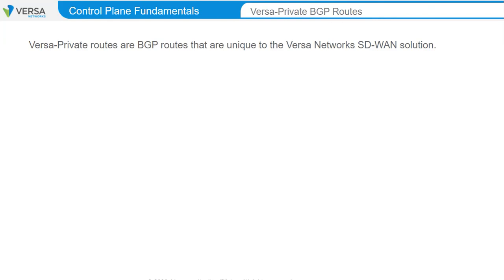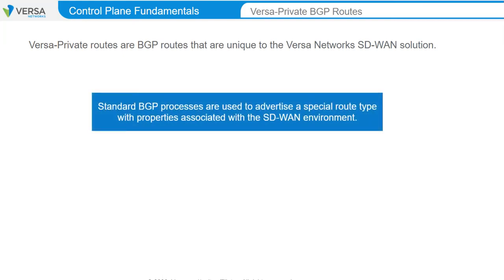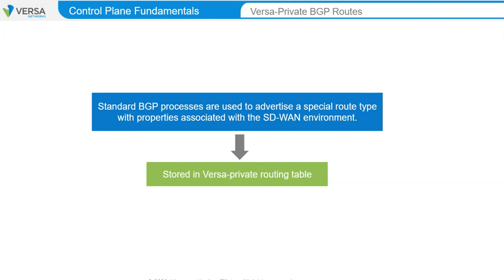Versa private routes are BGP routes that are unique to the Versa network's SD-WAN solution. Standard BGP processes are used to advertise a special route type with properties associated with the SD-WAN environment. These routes are stored in the Versa private routing table.